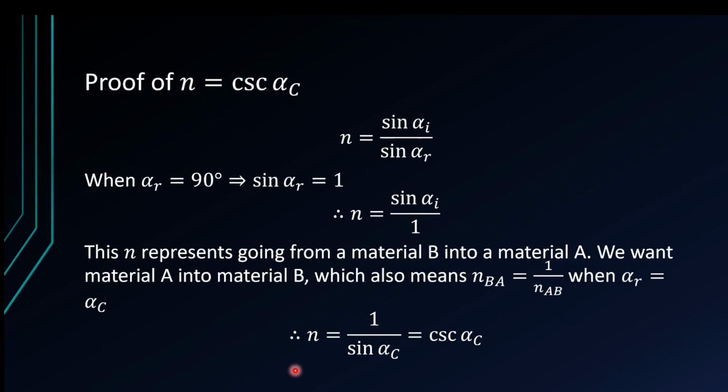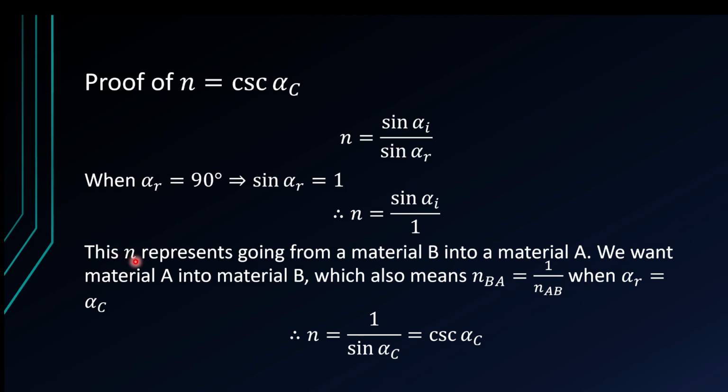So how do we prove it? We know that the index of refraction is sine of alpha i over sine of alpha r. We know that the corresponding refracted angle has to be 90 degrees relative to the normal. So that means when alpha r is 90, sine of alpha r is 1, and so we get n equals sine of alpha i.